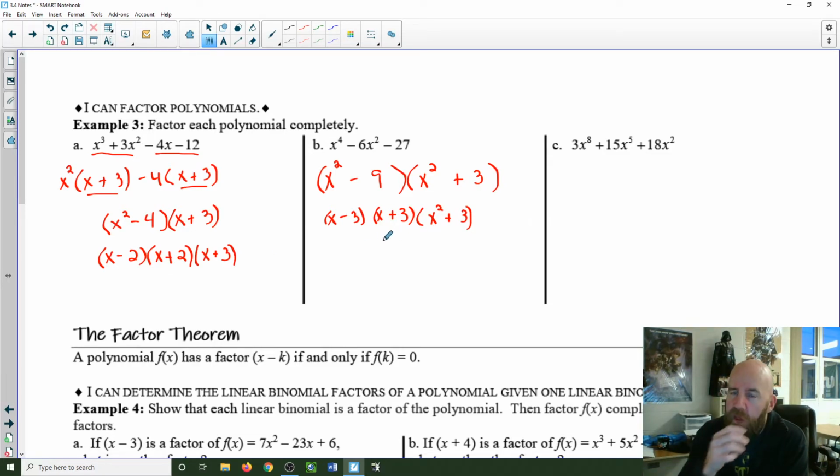Alright, last one. So we can take out a 3x squared out of all of these. So 3x squared is the greatest common factor. So first one would be an x to the 6th. Next one is a 5x squared, or sorry, 5x cubed. And the last one is plus 6.